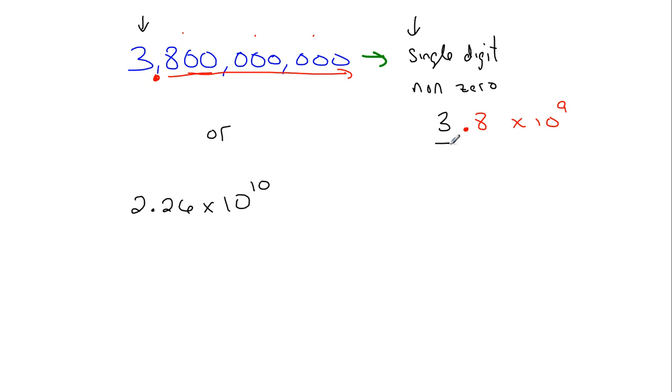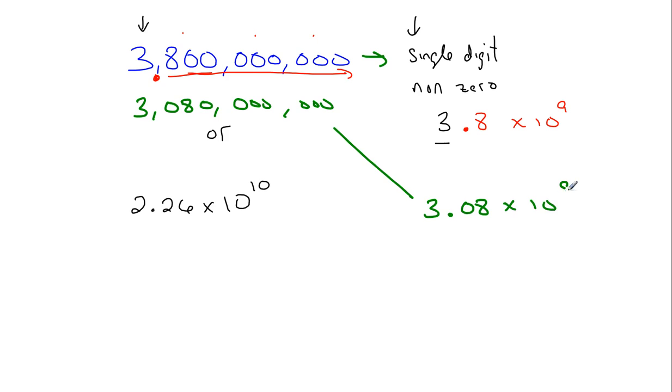So you want a single non-zero digit number, decimal, followed by any digits that are non-zeros. So hypothetically, if this was 3, 0, 8, 0, 0, 0, 0, 0, 0, 0, 0, then this would be 3.08 times 10 to the 9th. Okay, so make sure you include every digit up to the last non-zero number.